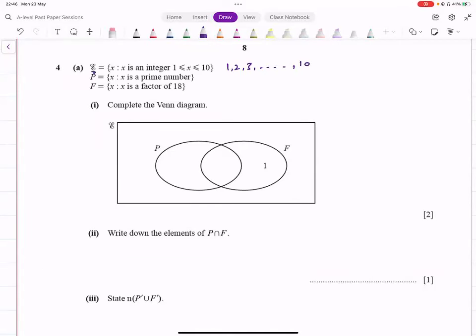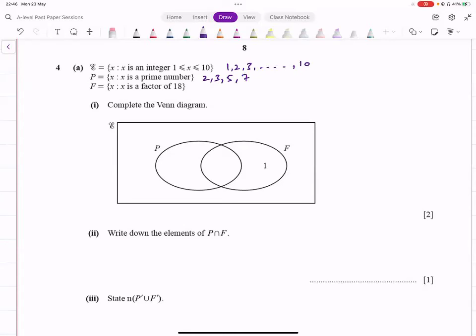Then the set P is defined as a prime number. So basically universal set क्या है? 1 से लेकर 10 तक. The prime numbers 1 से लेकर 10 तक कौन से होते हैं? Remember, 1 is not a prime number. You've got 2, 3, and then you've got 5 and 7, and that's it. ये आपके पास 4 numbers हैं from 1 to 10, which are prime numbers.